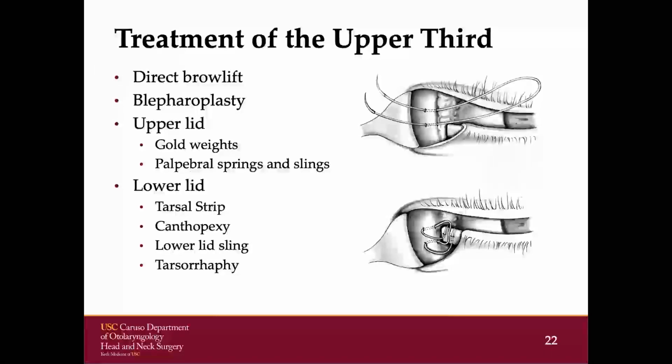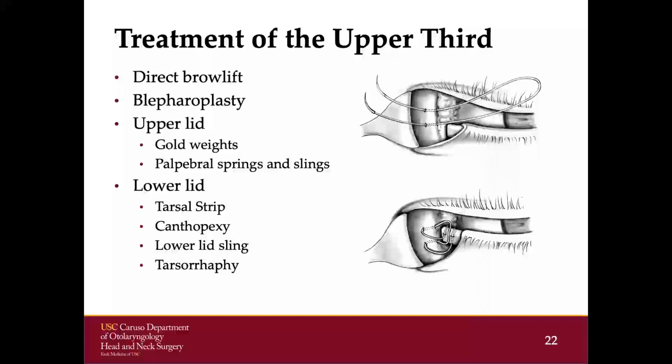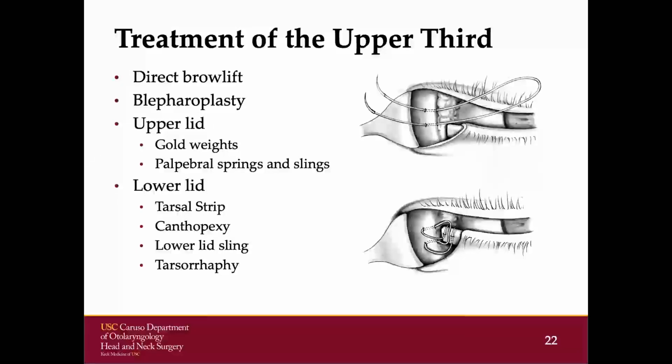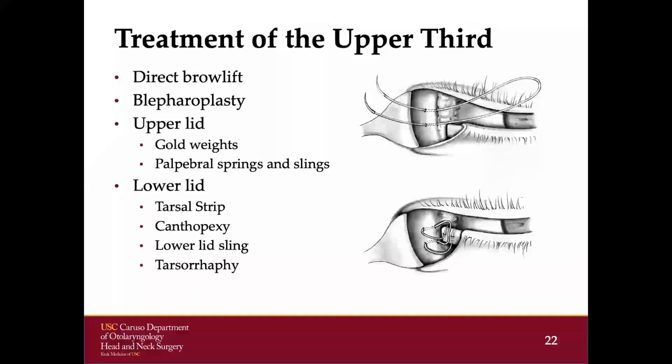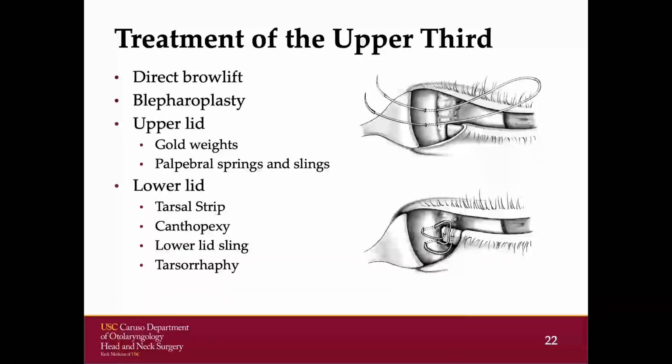The first of which is a tarsal strip technique, which basically isolates the lateral tendon, and you denude the conjunctiva over it, and you suspend it to the lateral orbital rim behind Whitnall's tubercle. You can also combine that with a canthopexy. You can also use a lower lid sling. And in instances where rapid protection of the eye is necessary, a tarsorrhaphy can be performed.